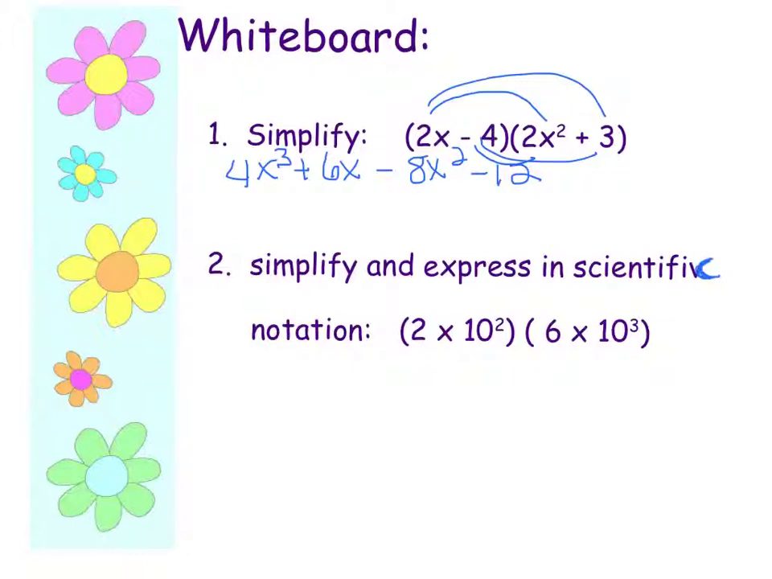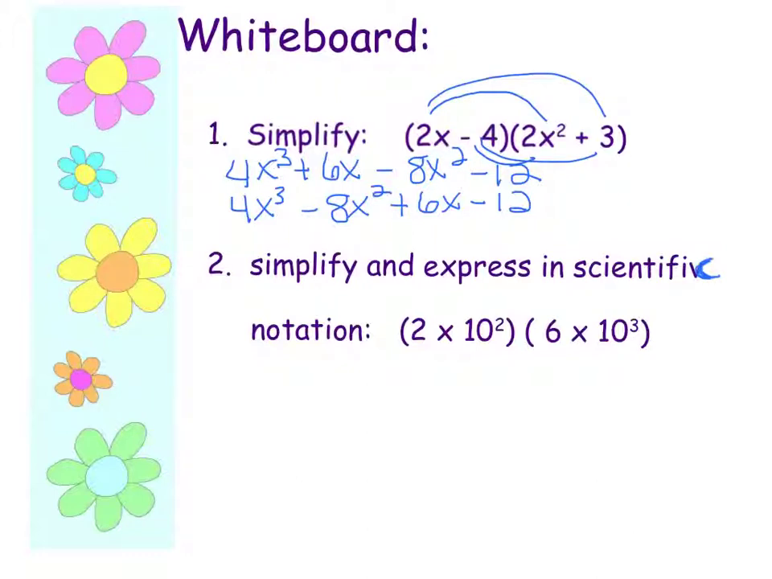This is not in standard form, so I'm going to rewrite it with descending exponents. I'm going to rearrange the x squared and the x term, making sure that I don't forget what sign goes with which. The 6x was positive, the negative 8x squared transferred here, so it's minus 8x squared.